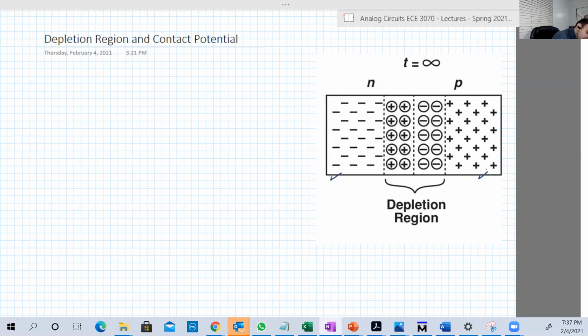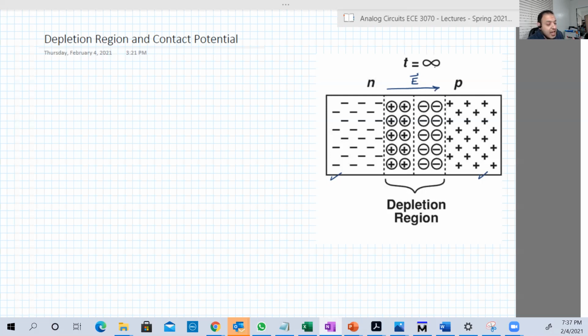Remember, the electric field that is generated due to these ions will prevent the motion of carriers from P to N and from N to P. So that region that has only ions does not contain any current carrier. I mean, it doesn't contain holes or electrons. That's why they call it the depletion region. It's depleted of any current carrier.